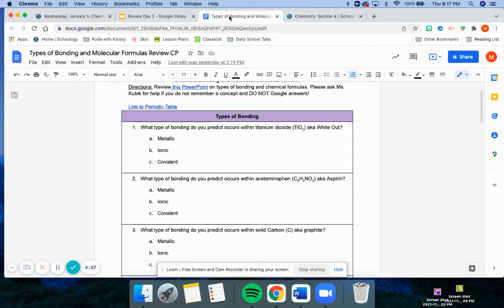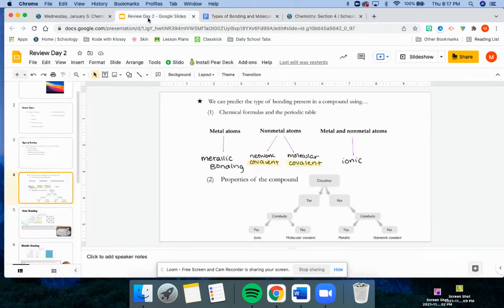I know that it is sticky, but I don't know anything about the solubility and conductivity, which are the properties that can tell me information about the bonding. So I'm going to have to use method number 1 here, using the chemical formula in the periodic table. As you'll recall from before break, depending on whether my compound contains just metal atoms, just nonmetal atoms, or a combination of metal and nonmetal atoms, I can predict the type of bonding that's going to occur within that compound.